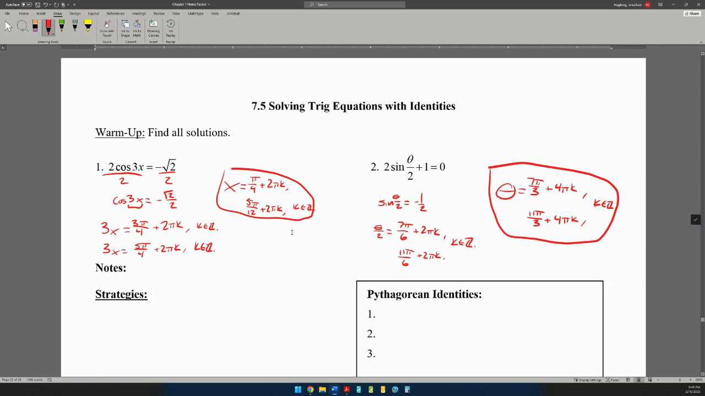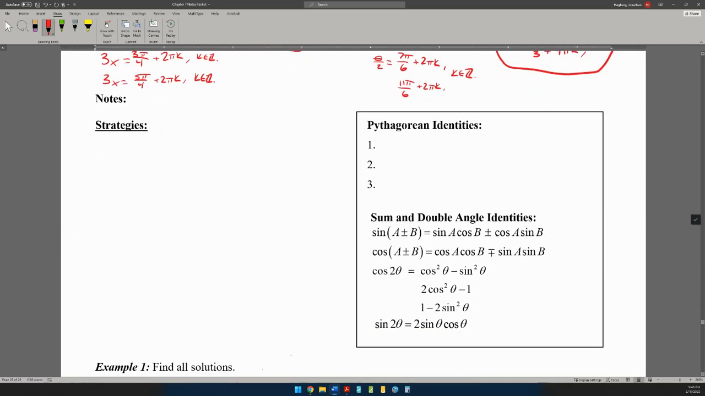Now I want to talk about solving trig equations with Pythagorean identities. Now the only difference here from what we've just seen is that we're going to include some of these new things that we've learned in Chapter 7, including the Pythagorean identities, our sum and difference formulas, and our double and half angle formulas. Okay, so I want to start with the Pythagorean identities. Let's recall what those are.